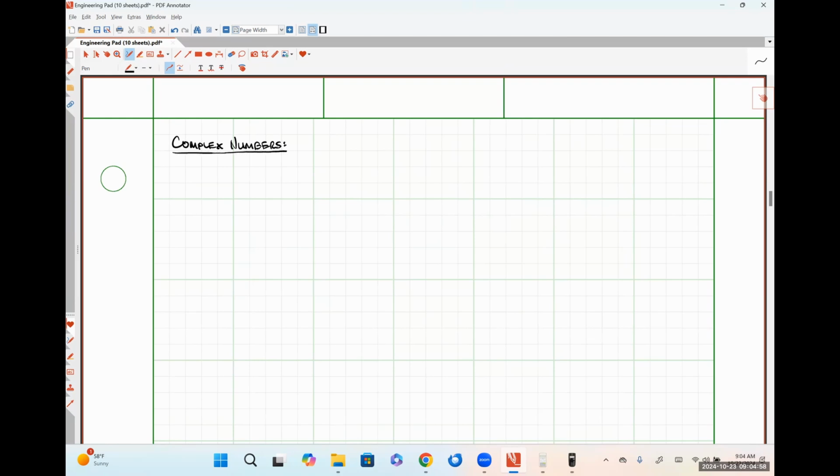So, put very simply, a complex number is nothing more than a number that has both a real part and an imaginary part, okay? So I'm going to draw a complex plane in the middle of my screen.